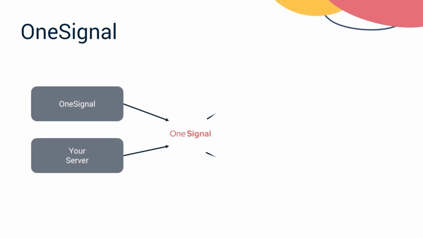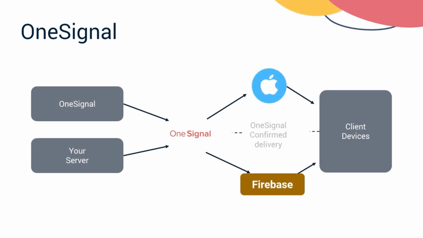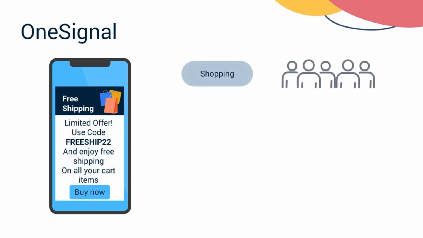OneSignal's easy integration allows developers to set up notifications quickly with minimal effort. The platform provides simple SDKs to get started right away. OneSignal supports rich notifications, allowing developers to send engaging messages, including images, buttons, and even videos. For example, an e-commerce app can send a product image with a Buy Now button.